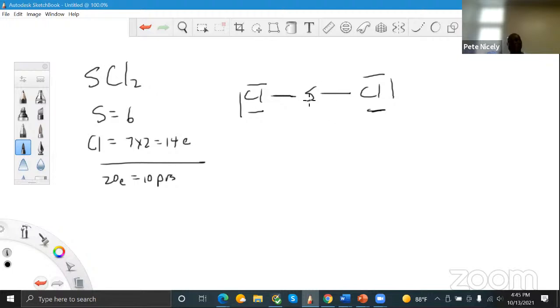Wait a minute, hold on. What am I doing wrong? 1, 2, 3, 4, 5, 6, 7, 8. Right, we have 2 pairs remaining. So the 2 pairs will go on the sulfur atom. All right. So basically, this would be the final answer for the Lewis structure of sulfur dichloride.